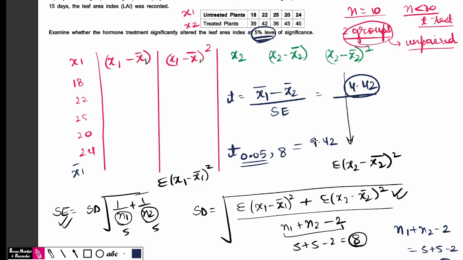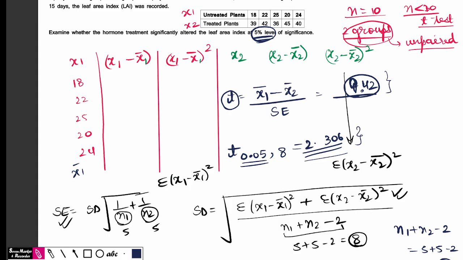Okay, wait. It's not 9.42. It is 2.306 approximately. And this is not 4.42, it's actually 9.42. Yes. So whatever value you have calculated comes out to be 9.42, and whatever the table is giving as the value, it is 2.306.